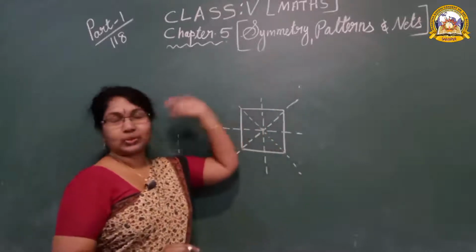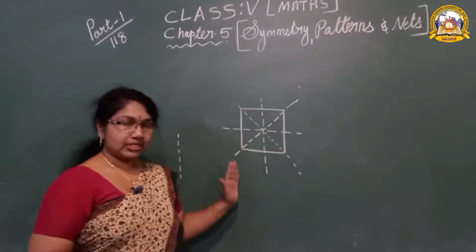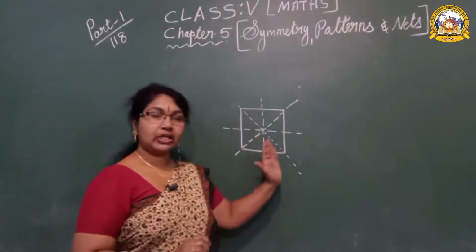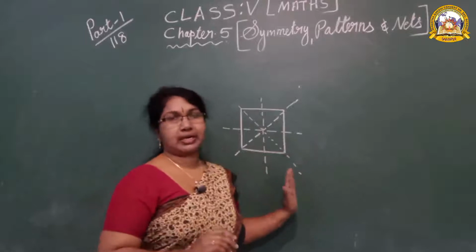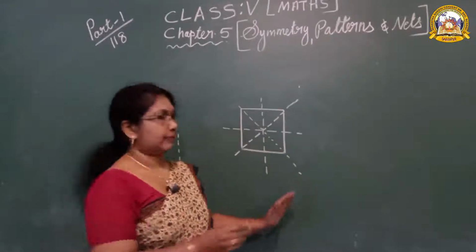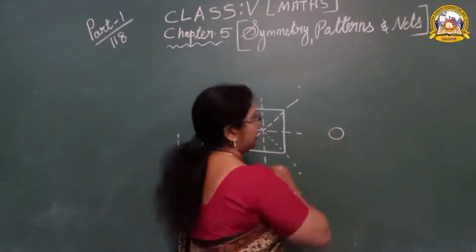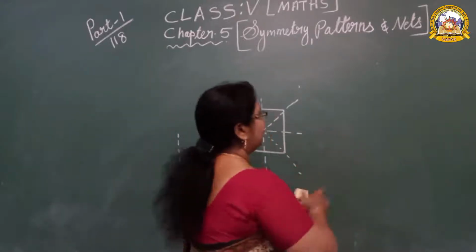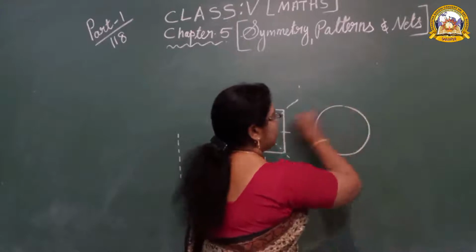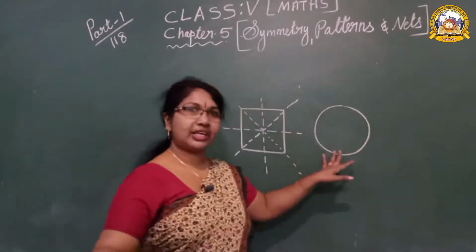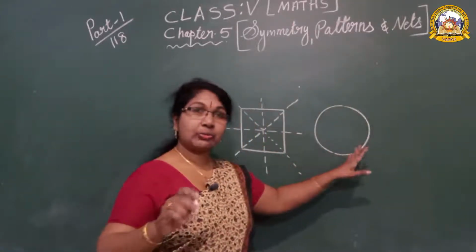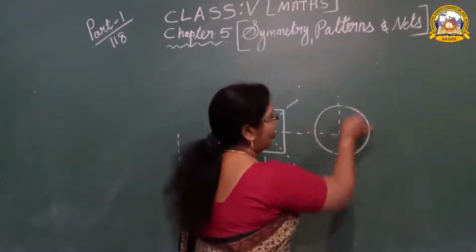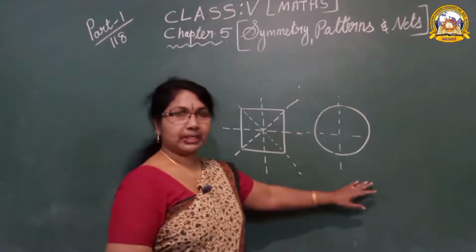Did all the students understand what is meant by symmetry? Once more, symmetry means any figure divided into two equal parts. It is called symmetry. For example, a circle. I drew a small circle. Yes, look here, a big circle. How many symmetrical lines can we draw? So we can show many symmetrical lines. So it is a symmetry like that. All the way you can show symmetrical lines.